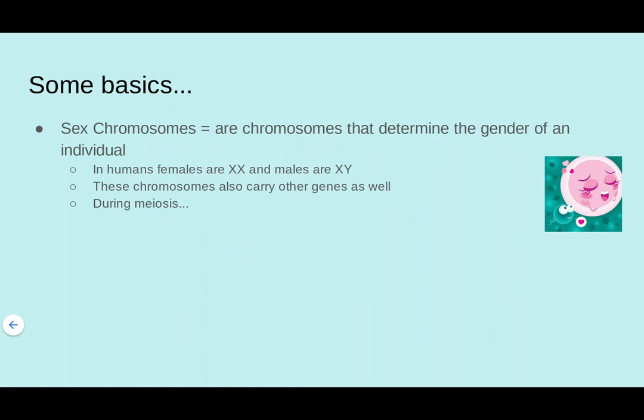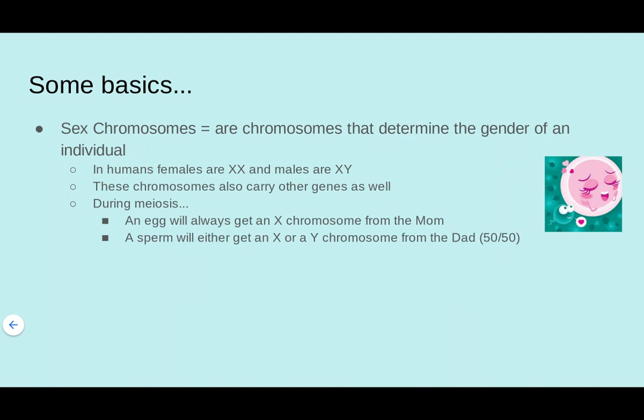So keep in mind during meiosis, when everything splits into 4 cells to make those sex gamete cells, an egg is always going to get an X chromosome from the mom. Females are XX, so every egg is going to get an X because that's all a female has to pass on. A sperm, however, could either get an X or a Y, and it's a 50-50 shot because males have an X and they have a Y, and each sperm is only going to get one or the other.